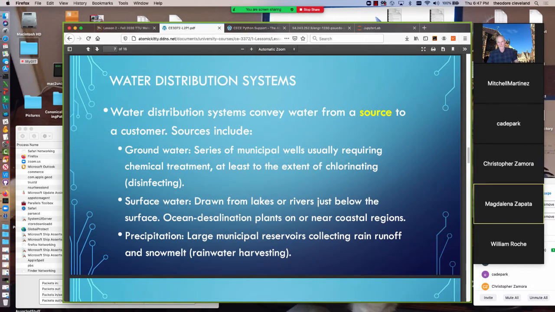A water distribution system conveys water from a source to a customer. And the kinds of things that are sources are groundwater, which could be a series of wells, usually requiring treatment, at least some kind of disinfection. Surface water that is already there anyway, so things like lakes and rivers, where the water is drawn in by intakes that are arranged to be just below the water surface. An ocean desalination plant in coastal regions would fall into this category. And then a different kind of surface water, which would be municipal reservoirs that are designed to collect rainfall and snowmelt, and store it so it can be treated and provided to customers.